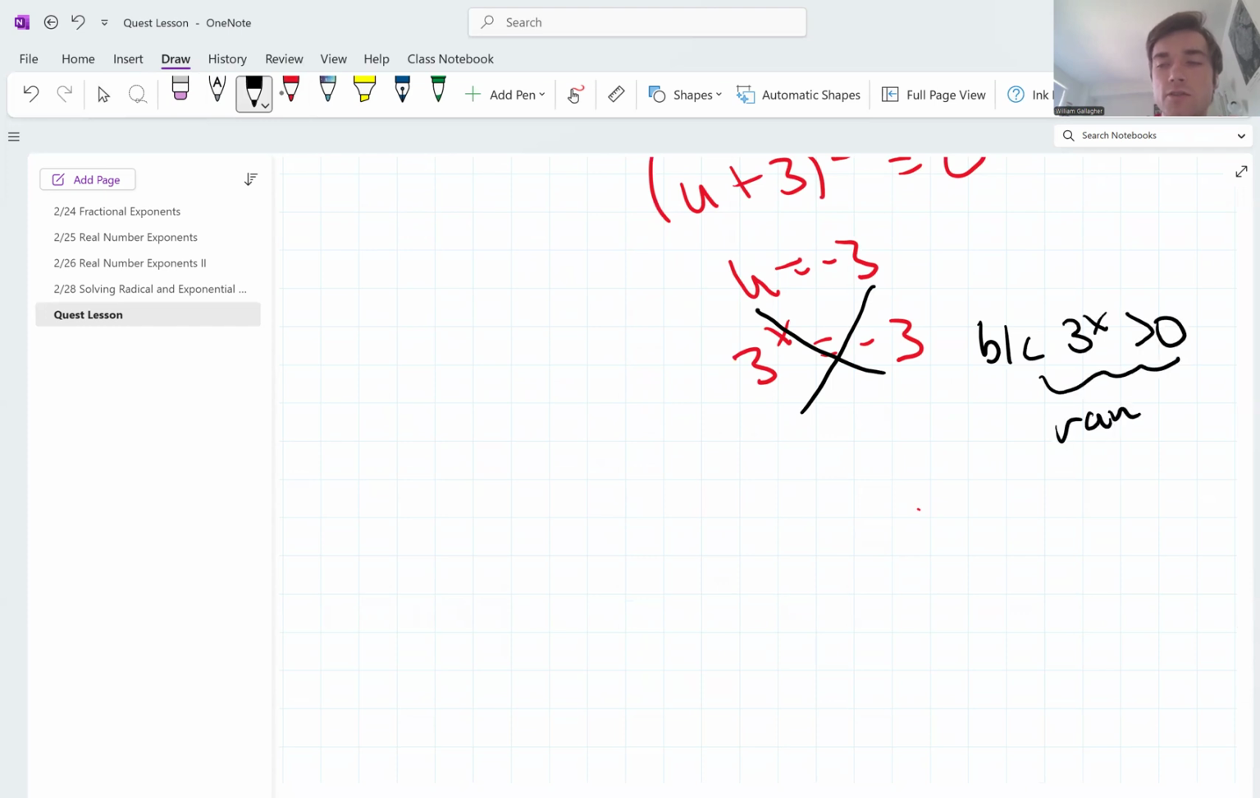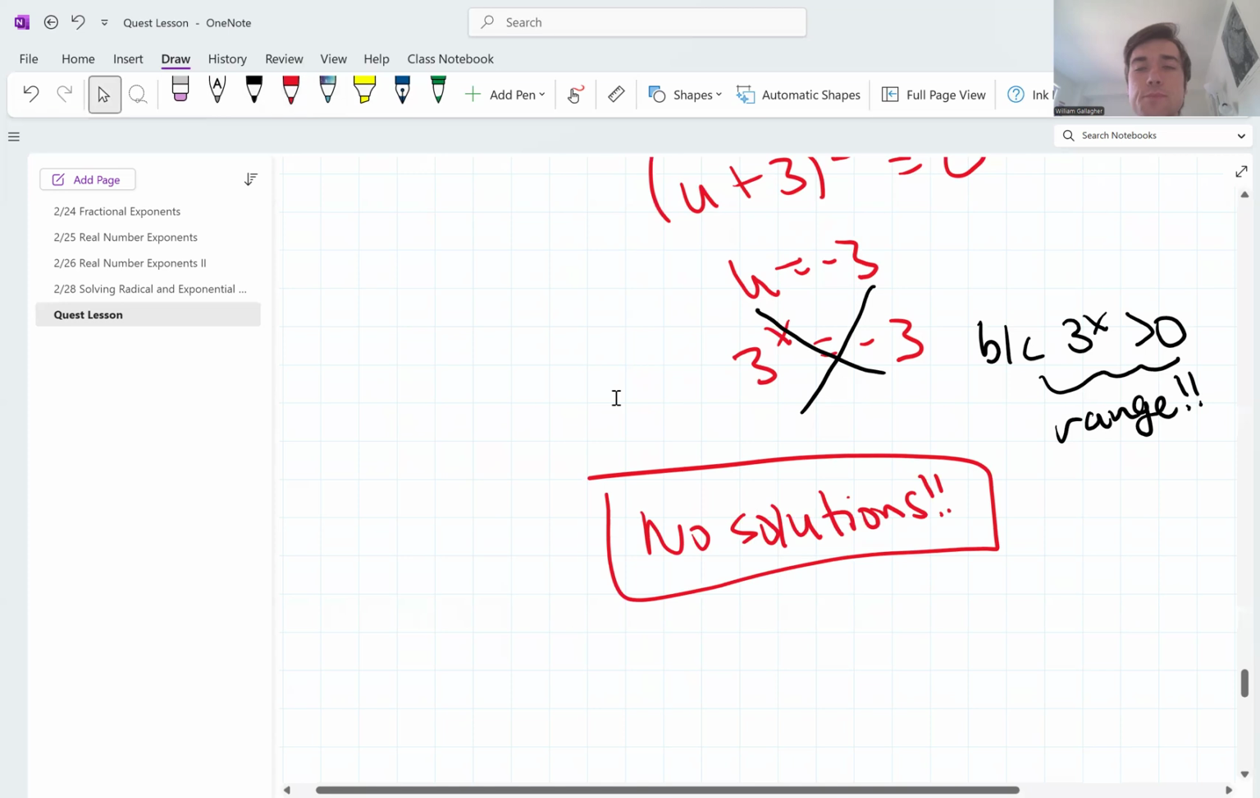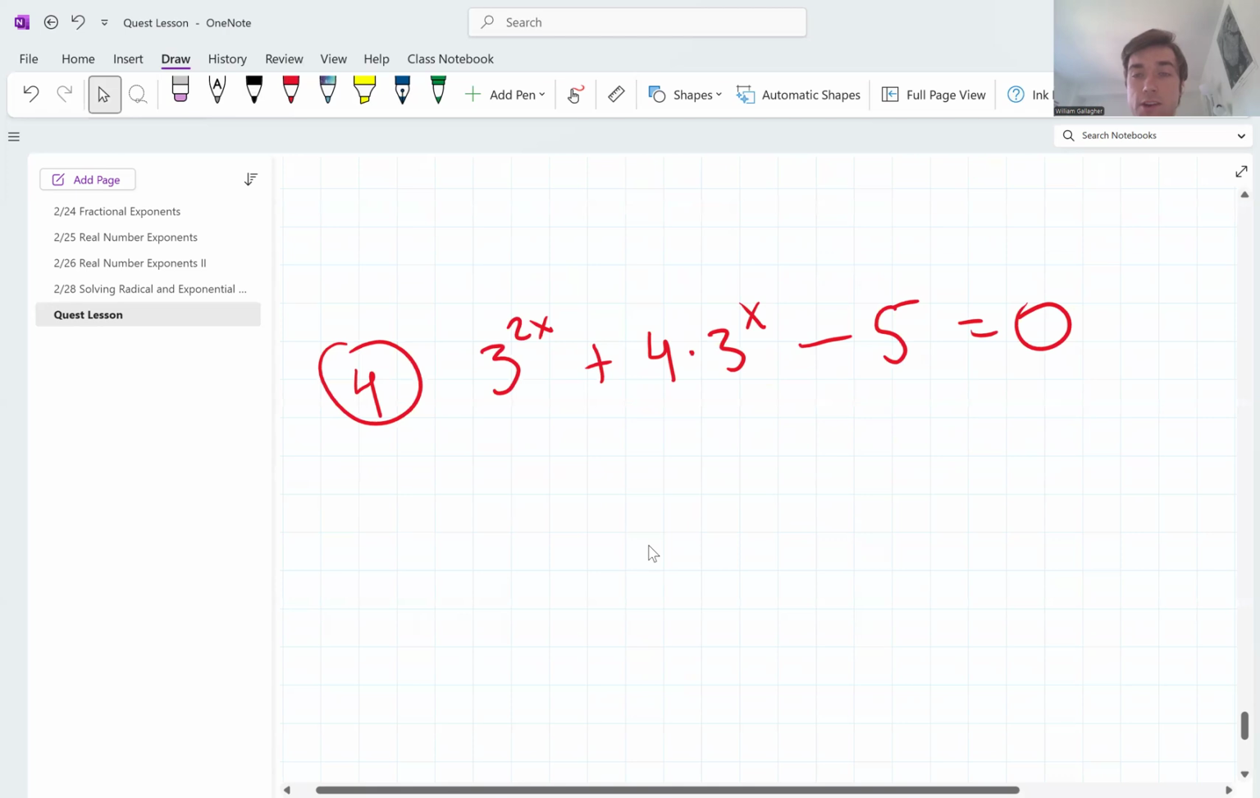That's the range. So again, you put the x through it. I do want you to justify, because 3 to the x is greater than 0, and we can conclude that we have no solutions. Okay. So again, we did that with u sub, like the square root of x equal to a negative number. Same idea. And now I would ask that you pause the video and try this one.